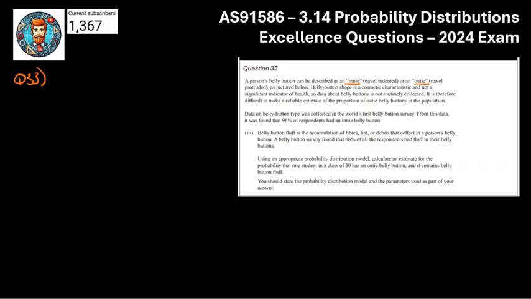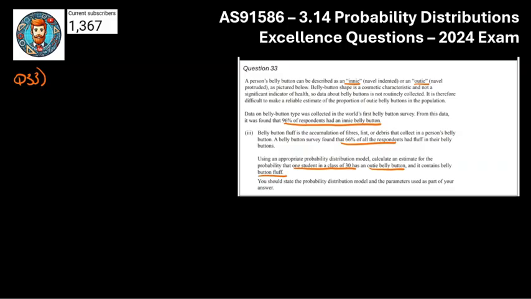Data on belly button type, and the world's first belly button survey was completed. It found that 96% of respondents had an innie belly button. So that information will be useful. Belly button fluff is the accumulation of fibers, lint and debris. It's found that 66% of respondents had fluff in their belly button. Using an appropriate distribution, calculate an estimate for the probability of 1 in 30, so one student in a class of 30, that had an outie belly button and contained some belly button fluff.